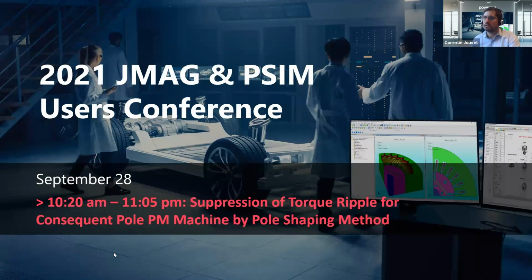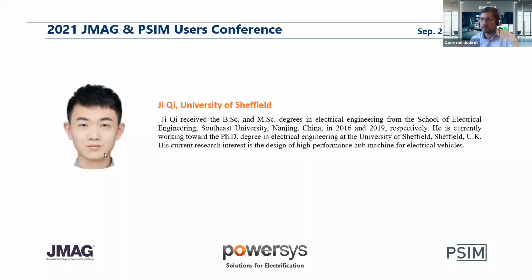Now this session is dedicated to the following topic: suppression of torque ripple for consequent pole permanent magnet machine by pole shaping method. And for this topic, I'm very happy to welcome G Key from the University of Sheffield, and I will introduce him to you.